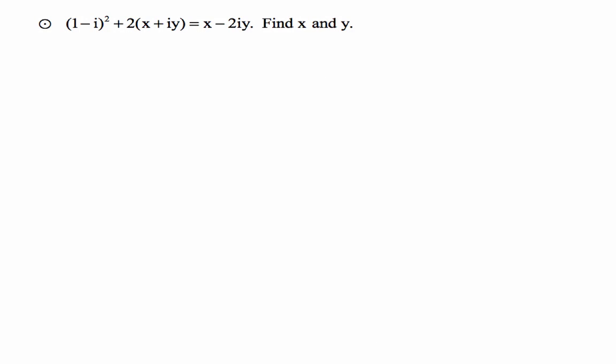We'll now solve a number of simple problems using the principles that we've just learned. First, we're asked to solve for x and y the equation (1 minus i) squared plus 2 into (x plus iy) equals x minus 2iy. (1 minus i) squared is 1 minus 2i plus i squared, but that's minus 1, plus 2x plus 2iy, and that has to equal x minus 2iy.